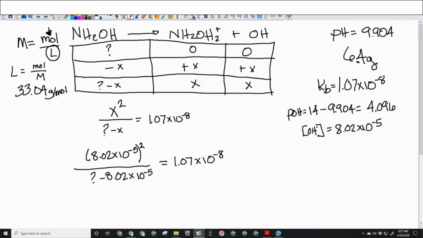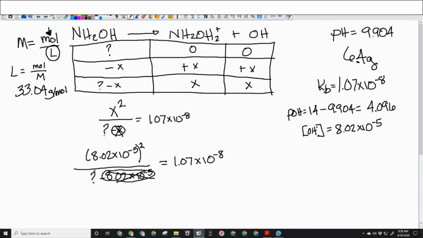We can assume, since this is some concentration minus x, this goes down by x, this is a weak base, so it's going to dissociate to such a small amount that this value of x is not going to affect the significant digits of this number here. So with that assumption, we can drop off this x.